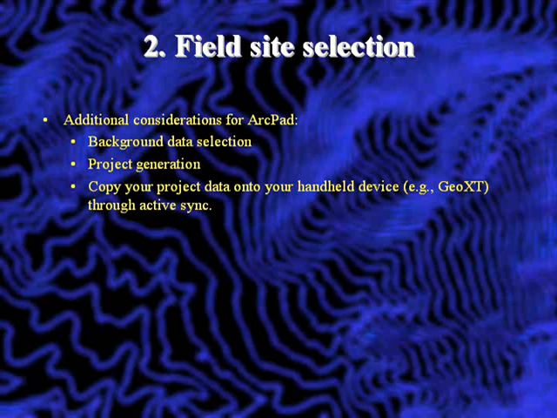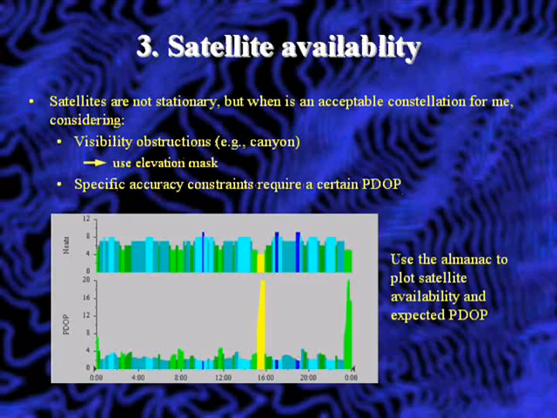And then also generate a project, and we'll come back to that when we actually go to ArcPad tomorrow. But it is part of that entire cycle to generate a project. And then, of course, copy your project data onto your handheld device. In our case, that would be a GeoXT. So once you have that data dictionary and everything else, how you're going to sample, you need to create a project and upload it to your GeoXT. But more on that tomorrow.